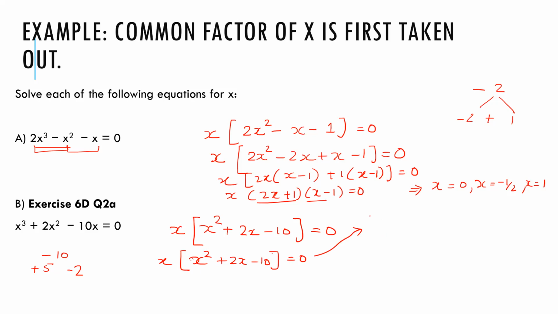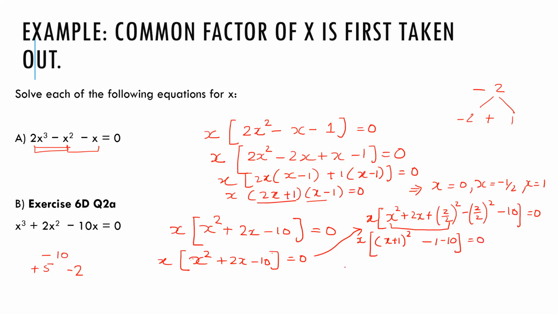Completing the square method: I'm going to do x squared plus 2x plus (2 over 2) squared minus (2 over 2) squared minus 10 equals 0. Don't forget there is an x outside. So that gives me x plus 1 whole squared, and then we have minus 1 minus 10. And that becomes x plus 1 whole squared minus 11 equals 0.